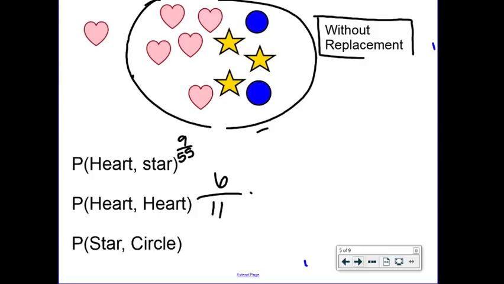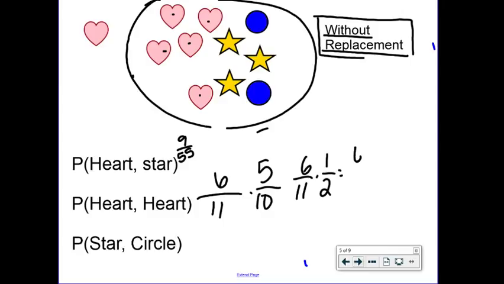So when you multiply it by the next fraction, there are 5 hearts. Because remember, you've taken them out. 1, 2, 5 hearts out of 10 total. Now, hopefully, you're smart enough to know that this is now 6/11 times 1/2. 6 over 22. Another trick, if you see that your numerator and denominator are both even numbers, you can divide them by 2. Just give yourself a shot. 3/11. So the probability, this doesn't simplify any further, of drawing 2 hearts without replacement is 3/11.